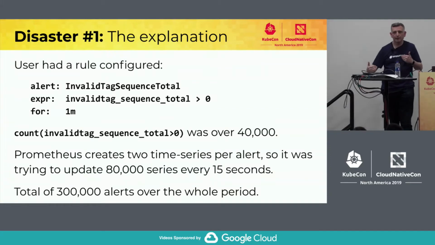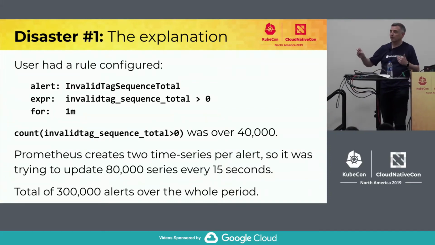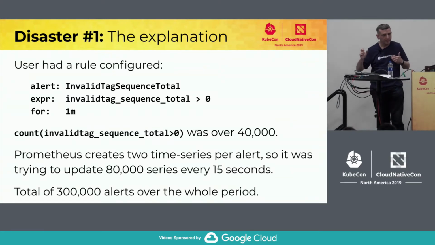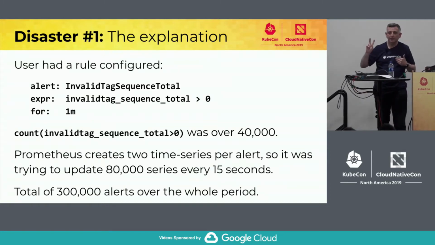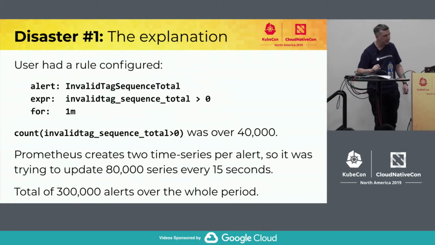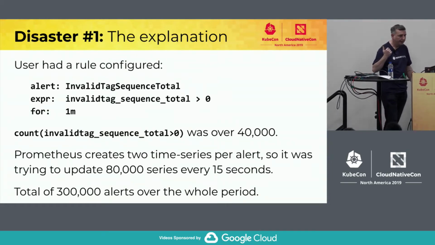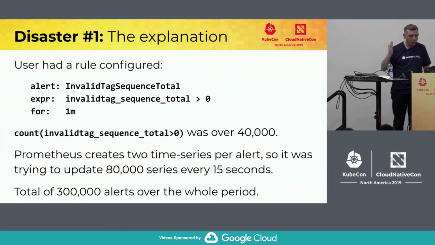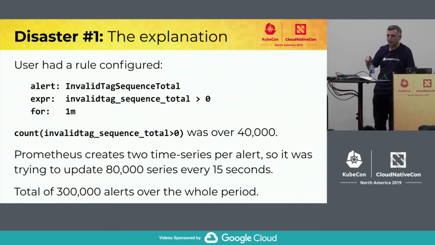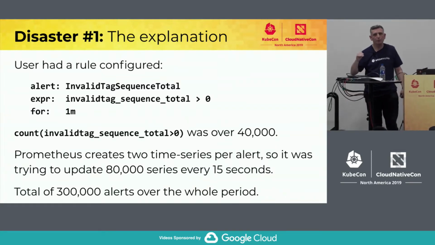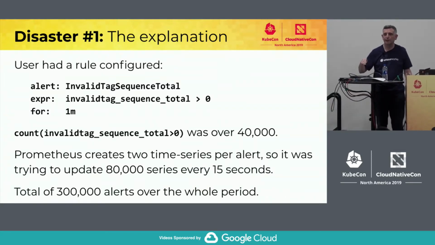You'll get an entry in the alerts table with all the same labels as what you've queried to generate the alert. And in fact, not just one, you get two. Prometheus generates one time series, which is the alert, and another one, which is a kind of state storage thing to do with the internals of Prometheus. So this ended up the cause of our memory bloat, that it was trying to write 80,000 samples to the store every 15 seconds.